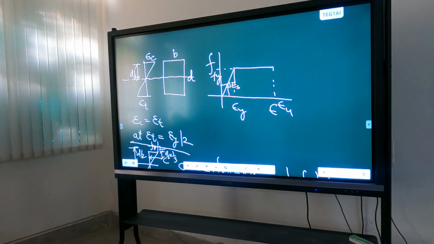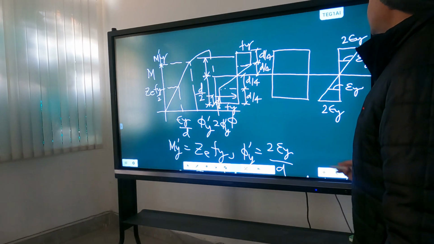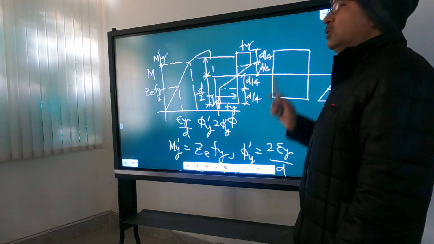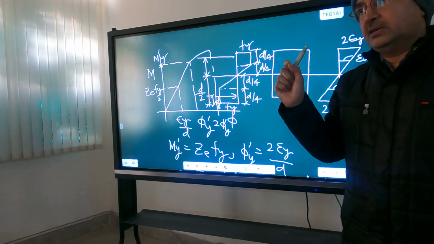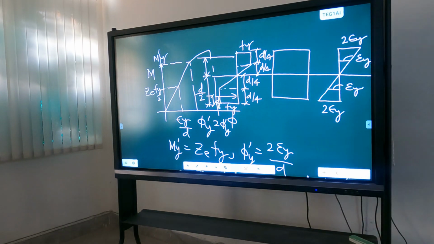Okay, the only difference here is that these many fibers have yielded. Earlier only the extreme fiber was yielding. Here the inner fibers are also yielding. Till when can this go on? When all the fibers yield. But I told you that yielding of all the fibers will require infinite curvature, which is not possible.